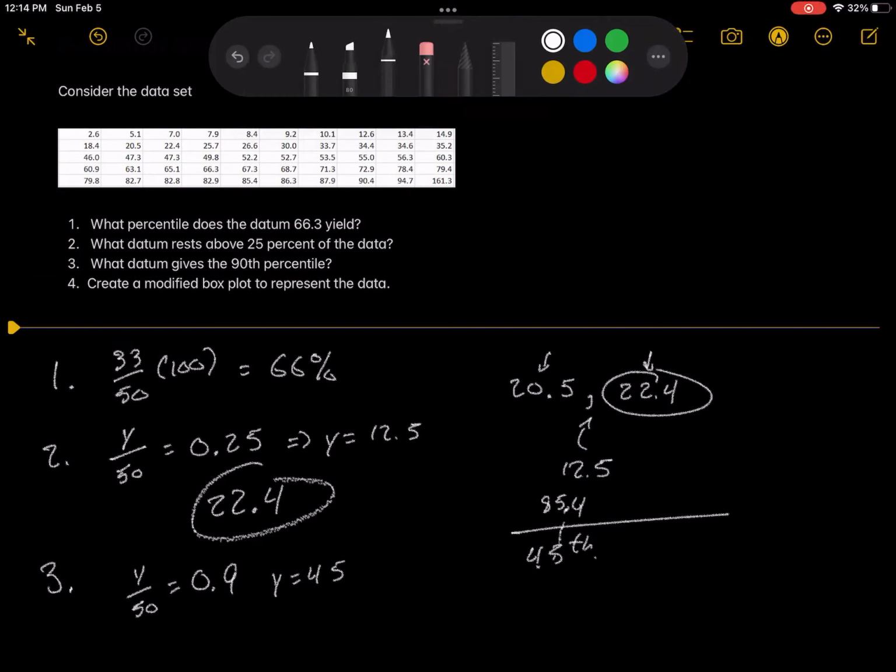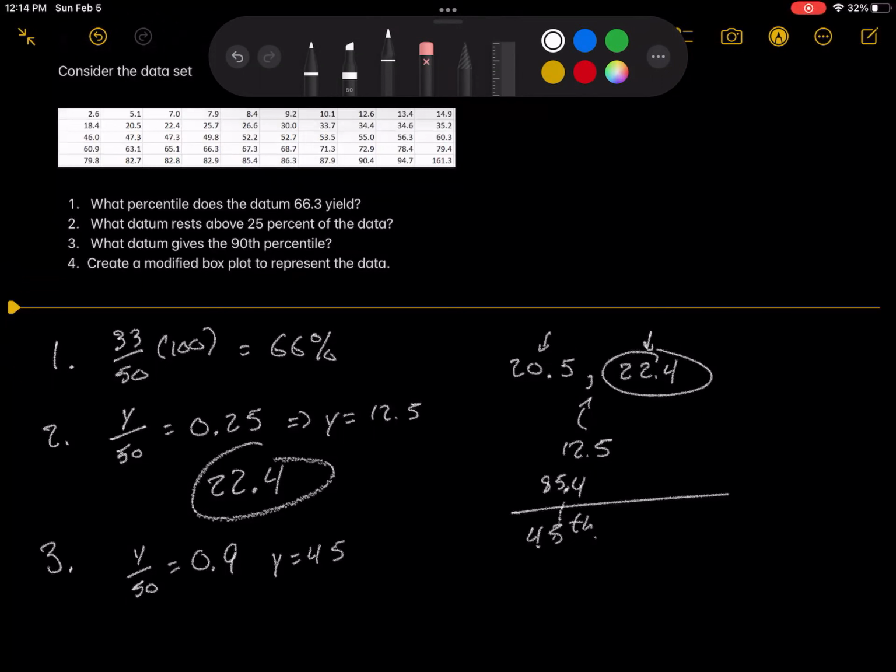Now I can't take that 85.4 because it doesn't have 90% less than. It is the 90% mark. So what I need to do is take the 85.4 and I need to average that with the next value, 86.3. Now, if I do that, what am I going to get? 85.4 plus 86.3 divided by 2 returns 85.85.